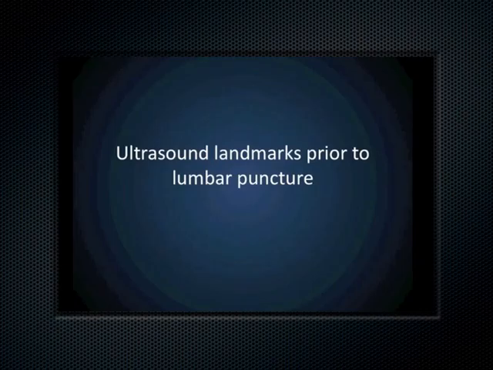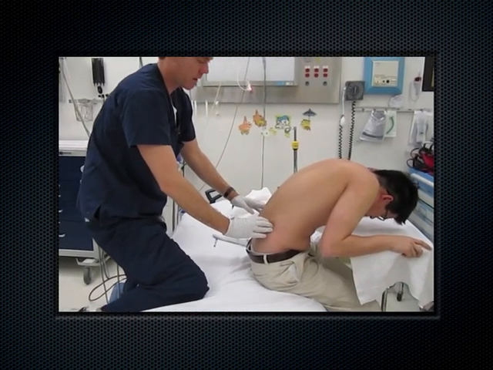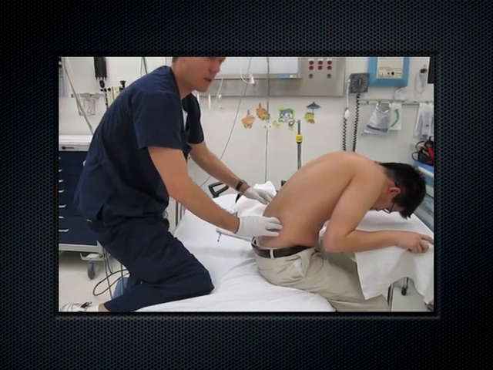The purpose of this video is to demonstrate how to use ultrasound to find landmarks prior to lumbar puncture. After viewing this video, you will have a chance to practice this in a hands-on session. Before you start, make sure your LP tray is ready to go, because once you find your interspinous space using ultrasound, you want to be able to start your LP right away. The first thing you should do is position the patient for an LP, whether in the sitting position or in a lateral decubitus position, whichever is more comfortable for you.